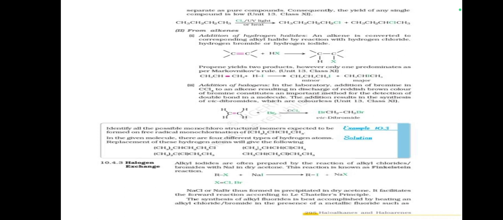From alkenes, by addition of hydrogen halides, the alkene is converted to the corresponding alkyl halide by reaction with hydrogen chloride, hydrogen bromide and hydrogen iodide. Propene yields two products, however, only one predominates as per Markovnikov rule, Unit 13, Class 11. Addition of halogens: in the laboratory, addition of bromine in CCl4 to an alkene, resulting in a discharge of the reddish brown color of bromine, constitutes an important method for the detection of a double bond in a molecule.